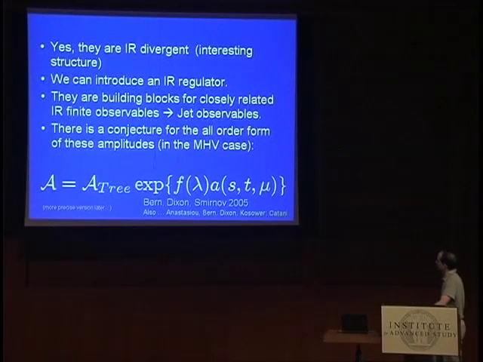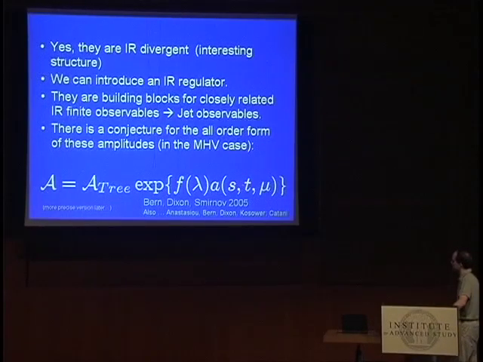In particular, in the case of N equals 4 super Yang-Mills, people have been computing these amplitudes in perturbation theory, and they observed an interesting iterative structure for the amplitudes, especially the so-called MHV amplitudes, which are a special class of amplitudes slightly simpler than the rest. For those amplitudes, based on the iterative structure they had at low orders, these authors conjectured a general form for the amplitudes, which says that the amplitude is the tree-level amplitude times a function which depends on lambda.